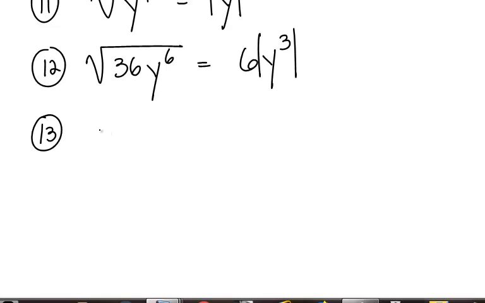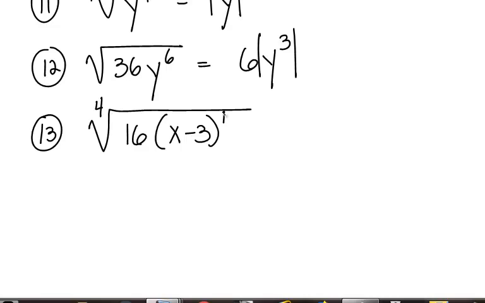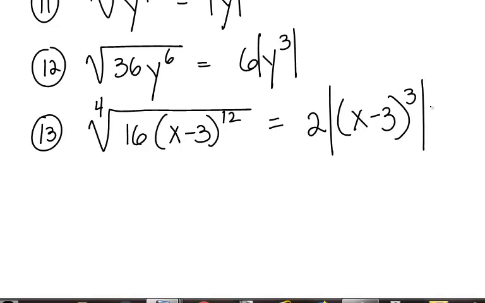Another example. 4th root of 16, the quantity x minus 3 to the 12th. 4th root of 16 is 2. 4th root of x minus 3 to the 12th, x minus 3 to the 3rd. It's an even root and even power. The answer is odd. Absolute value around it. Okay?